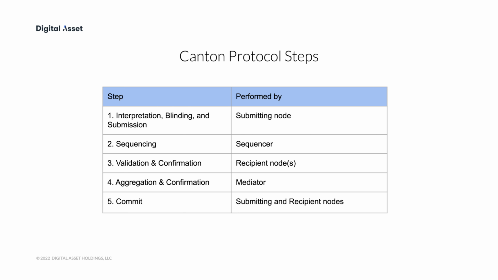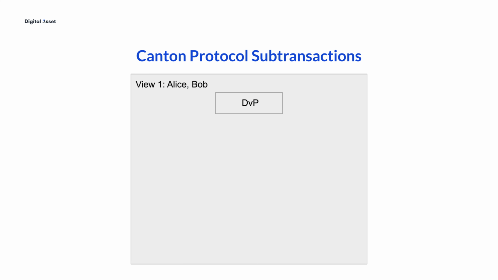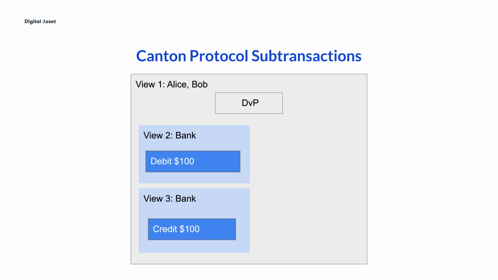Now, let us take a closer look at the process of transaction interpretation. Since Alice and Bob are the two parties engaged in a DVP transaction, both of them will have full visibility into the exchange of $100 and the asset. We will call what is visible to them as View 1. In the subtransaction where Alice's account is debited, the bank will also have visibility, along with Alice and Bob. We will call this View 2.